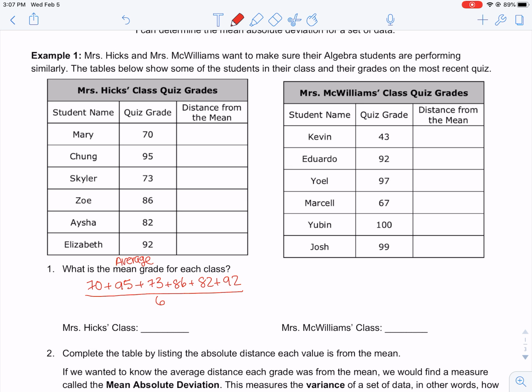So this is how you plug it into your calculator. Make sure you use the fraction symbol, and then you put all of those numbers on the top, the sum of them, and then the 6 on the bottom, and then execute. And you should end up with 83.